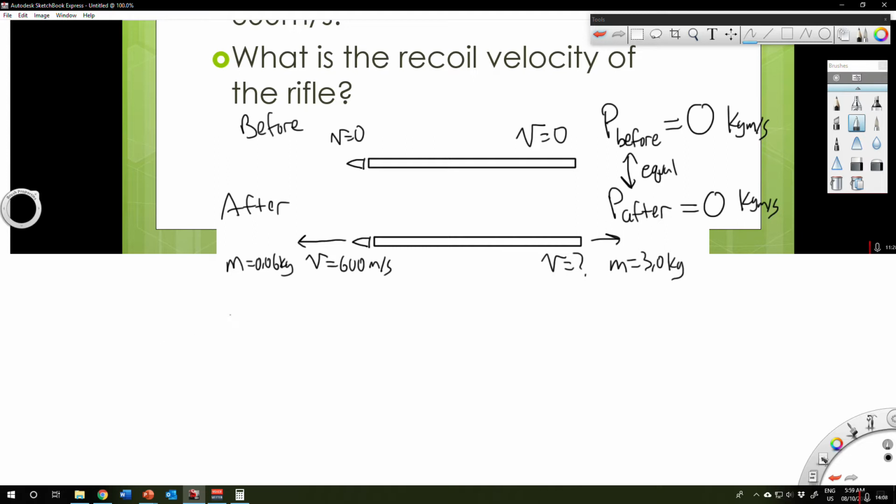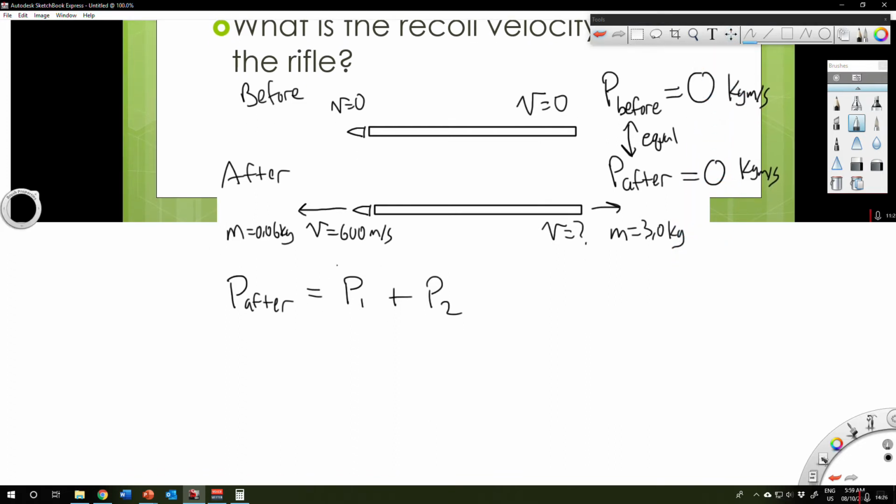But don't forget, in order to calculate the after momentum, you have to take into account the momentum of all the objects in motion. In this case, we have two objects in motion, the bullet and then the rifle. And the other thing to notice is that they're moving in opposite directions. So when we calculate this, our first object, we'll take that as the bullet. So 0.06 kilograms times, whoops, not 300, 600 meters per second. Then we're going to add this to our momentum of our rifle with a velocity of some amount. And all this has to equal 0.